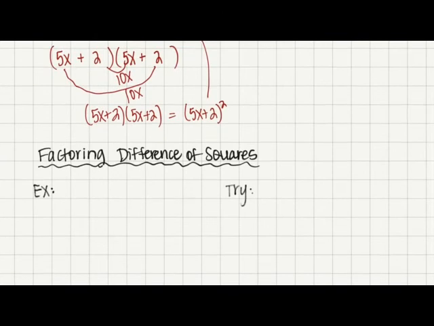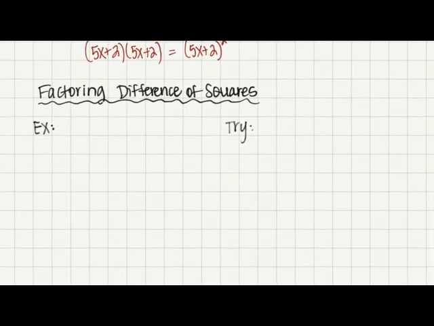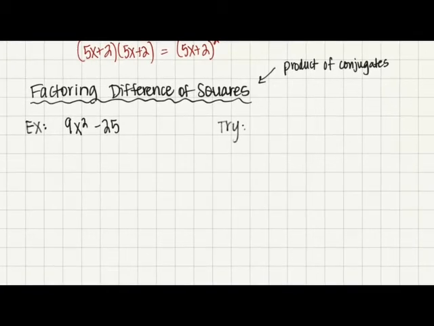Now, just like the perfect square trinomials, we had those difference of squares. Difference of squares, 9x squared minus 25. So if you remember those difference of squares, they came from the product. They are the product of conjugates. Because they're squares, we're looking for squares, and then we're looking for the difference of squares. So remember, this has to be a difference, not a sum.